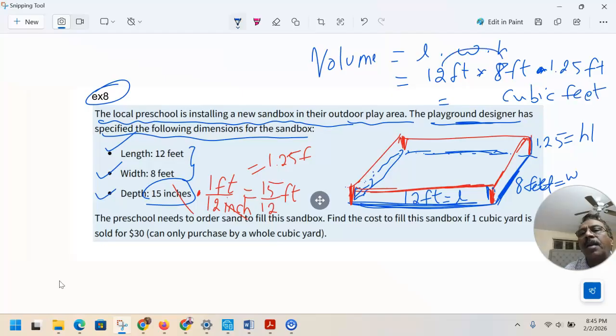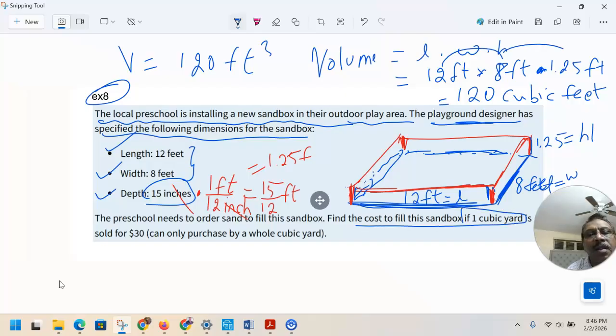And when you multiply 12 times 8 and this, I think you end up getting 120 feet cube. So the volume is 120 feet cube. But then we are told that every cubic yard is $30. So we need to know the whole volume. So we have to convert the volume into yards.